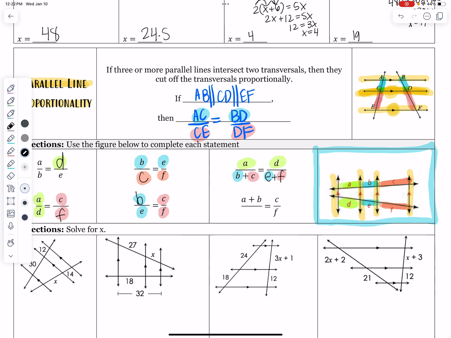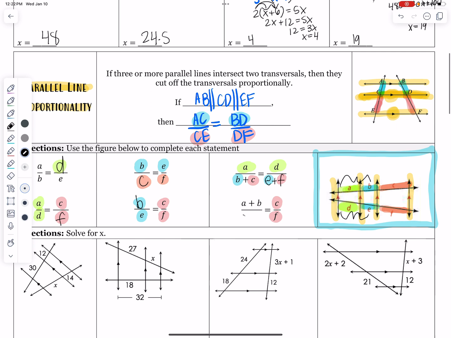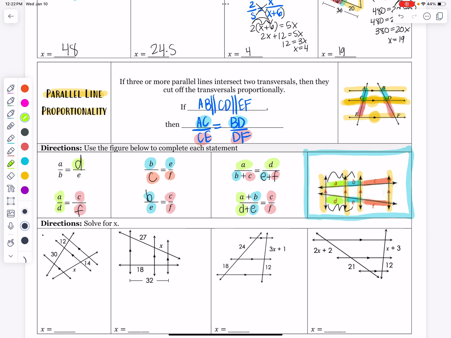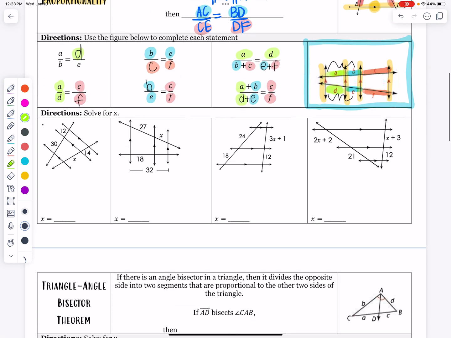Okay. Then they do another addition thing, so they go C over F. Let's see where C and F are. C is orange, and F is also orange. So then we have A plus B. That's this entire thing. So that's going to be D plus E. That was a green and a blue added together, and a green and a blue added together. So as long as you are consistent, you can set up all of these proportions just using the parallel line proportionality.